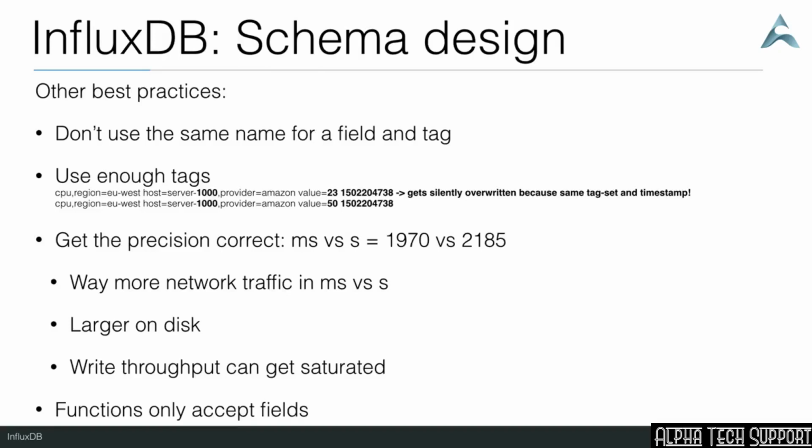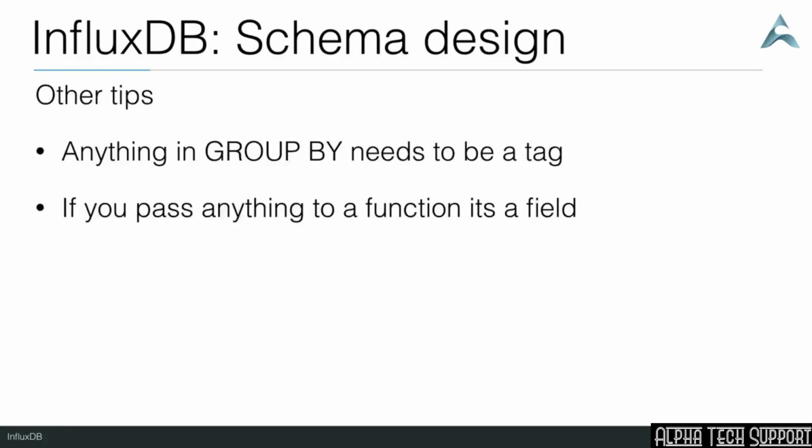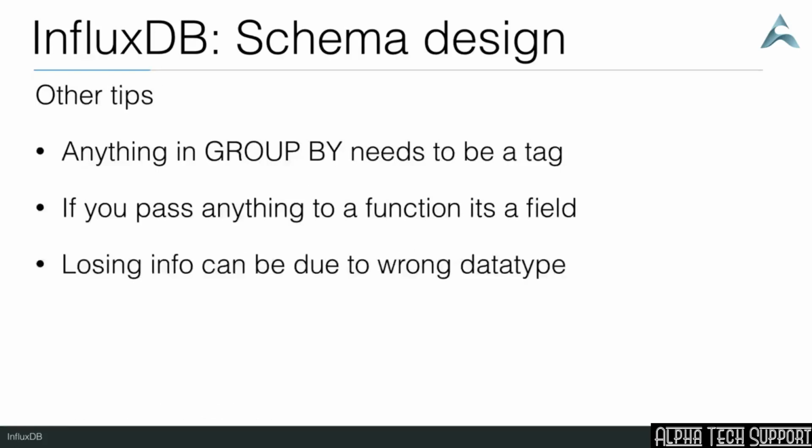Functions only accept fields. If you do a select count, for example, this will always need a field and not a tag. Anything in group by needs to be a tag. If you pass anything to a function, it's a field. Losing info can be due to the wrong data type.